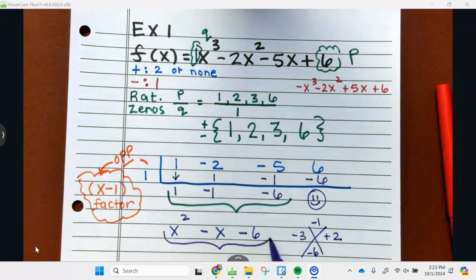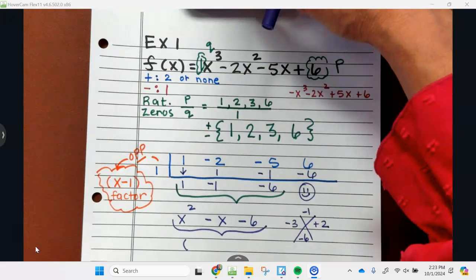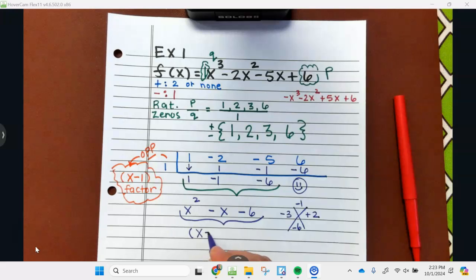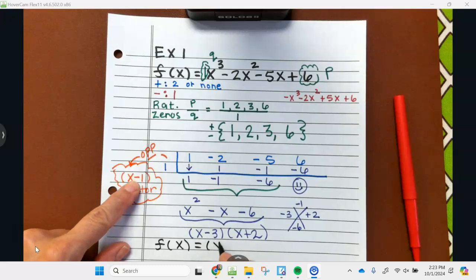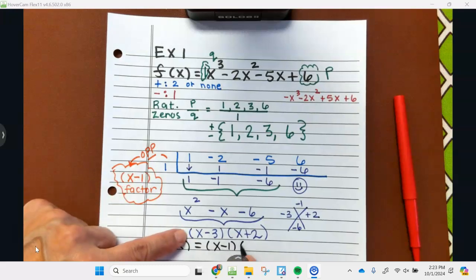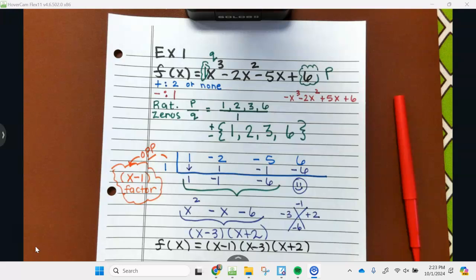So we're breaking this all the way down. Remember, this was x minus 3 and x plus 2. So when we write this polynomial in factored form, y'all don't forget about this x minus 1. So it's x minus 1, x minus 3, and x plus 2. Cool, we're about to solve it.